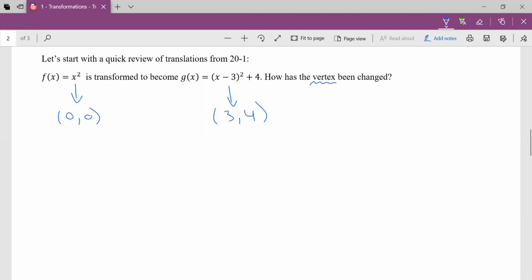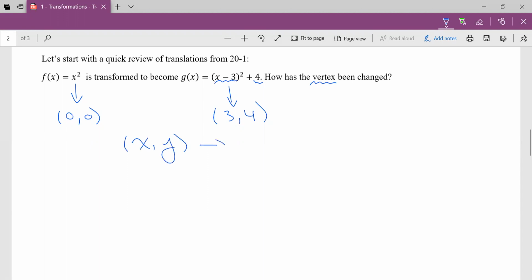Let's see if we remember how this goes. If we're translating horizontally, which is what the x minus 3 is, because it's x, that's left and right, that's horizontal. Remember, when we're inside our parentheses, we go the opposite way, so we went positive 3. And the 4 moved our vertex up and down, so it vertically translated our vertex, and it went up 4. Just like that, friends.